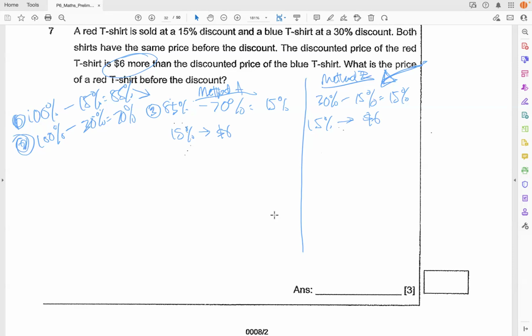Okay, let's continue. 1% will be $6 divided by 15. Sorry, I cannot put equal, I must put arrow. Remember, percentage cannot put equal, okay? And your answer is 0.40 cents. Original price 100%. Remember, cannot put arrow, cannot put equal. So 100 multiplied by 0.40, you get $40.